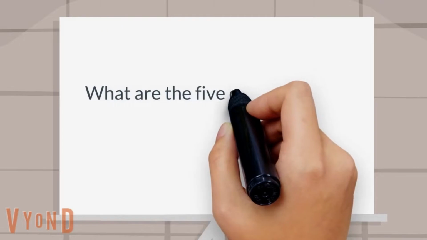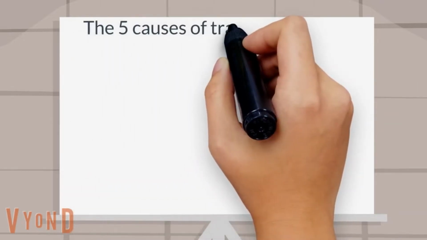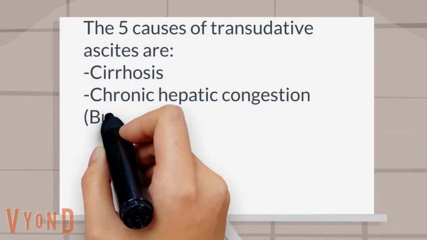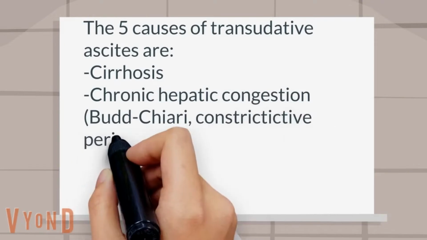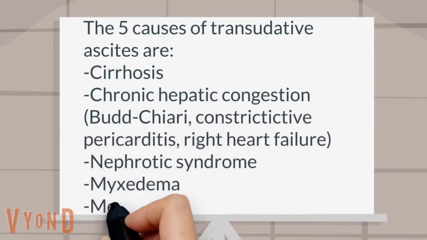What are the five causes of transudative ascites? The five causes of transudative ascites are cirrhosis, chronic hepatic congestion (Budd-Chiari), constrictive pericarditis, right heart failure, nephrotic syndrome, myxedema, and Meigs syndrome.